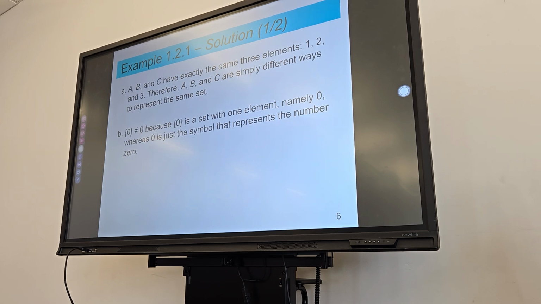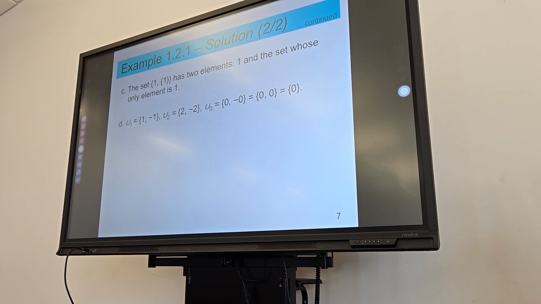So we covered those two already. So in D there, you can see where 0 and minus 0 are elements of a valid set. 0 and 0 is a valid set because 0 and minus 0 are the same. They're equal, which equals the set with a single element with the number 0.